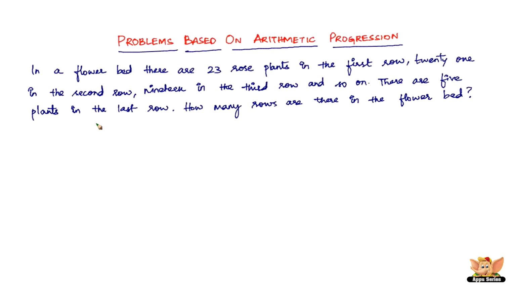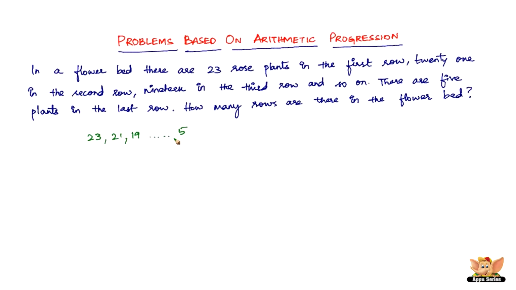So there are 5 plants in the last row. How many rows are there in the flower bed? So yeah, the problem says, it starts off with 23 rose plants and then it decreases, 23, 21, 19 and so on. And then it ends in 5, right? So the AP is like this, 23, 21, 19 and then so on. And it ends in 5.